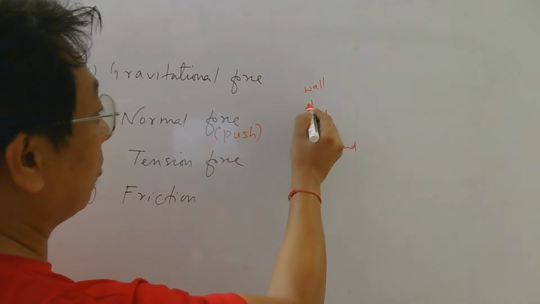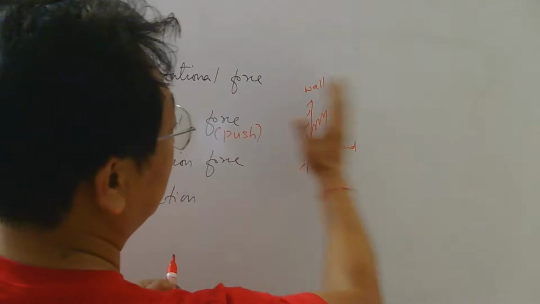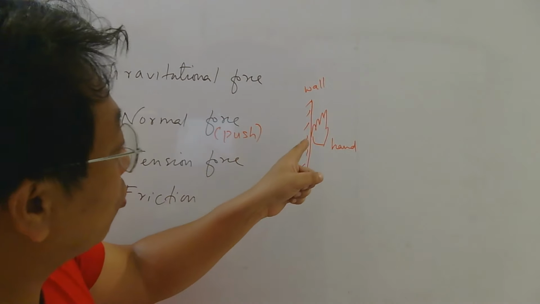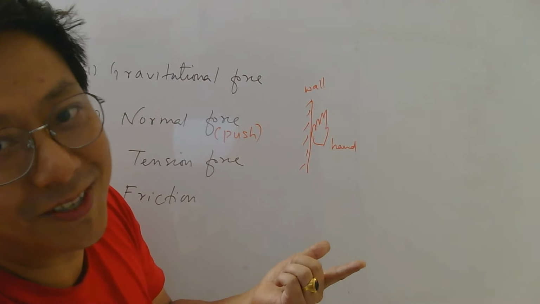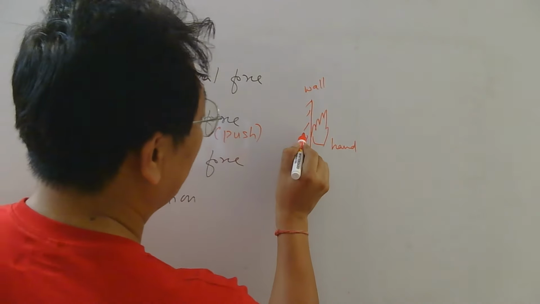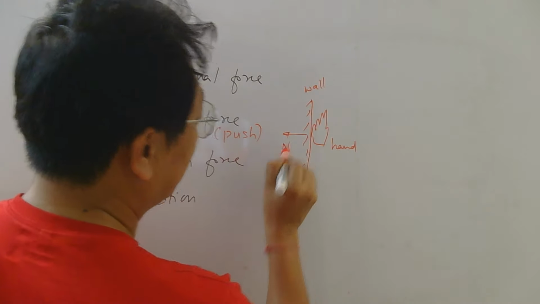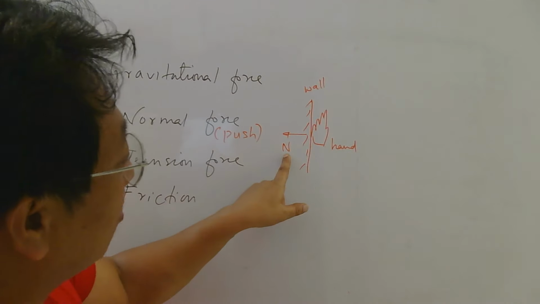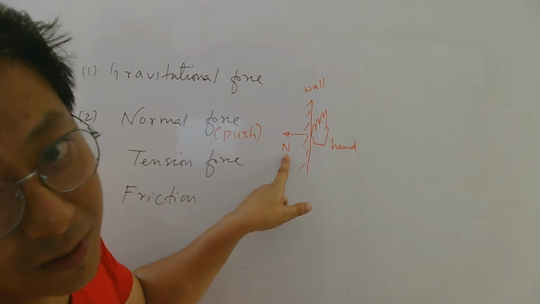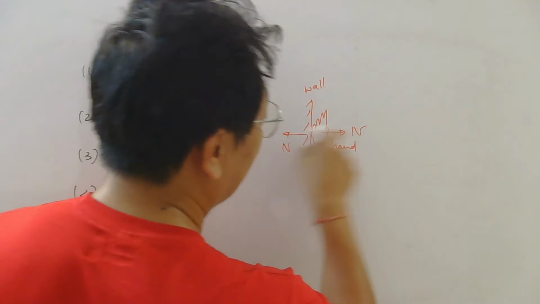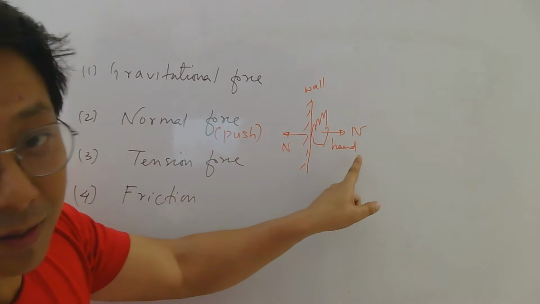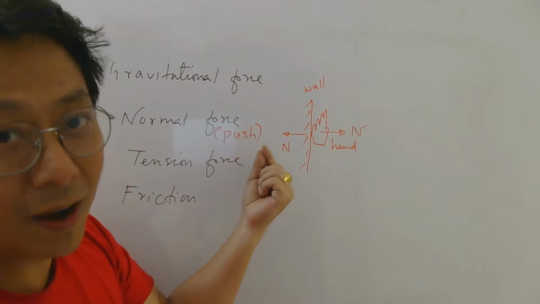Now imagine there is a wall where I am applying a push. If I ask you to draw the normal force, don't start drawing. First ask who is the system. If the wall is the system, you have to show the normal force here. This is the normal force on the wall by the hand. And if you choose the hand as the system, then you have to show the normal force here. Remember, action-reaction pairs are always equal and opposite.